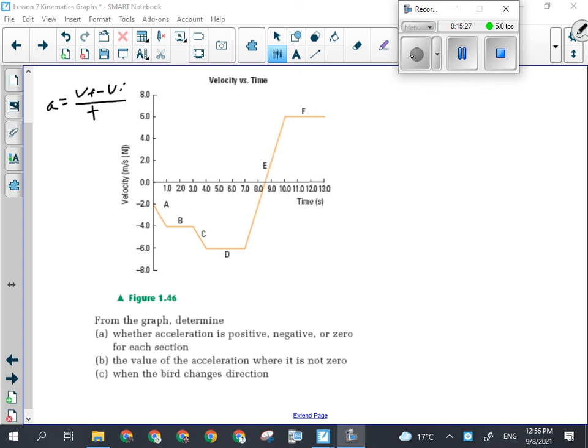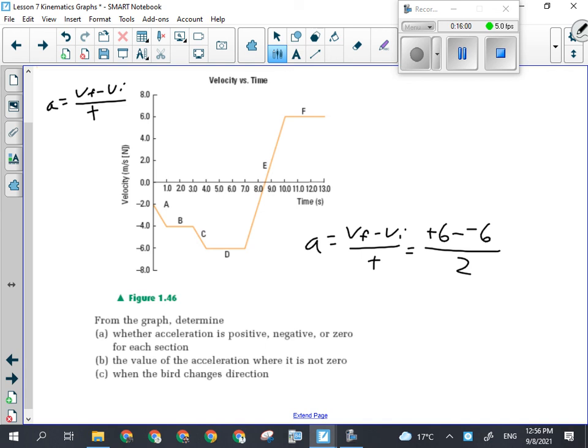So for part E, remember, A equals VF minus VI over T. So that's going to be positive 6 minus negative 6. VI was negative 6, right? And that happens between 7 and 9 seconds, which is 2 seconds. So 6 minus negative 6 is like adding. Subtracting negatives is like adding, so 12 over 2 is positive 6 meters per second squared. With me on that? Okay, where did I lose you?